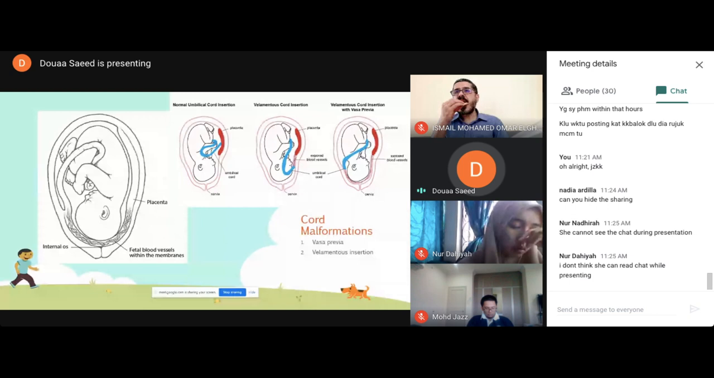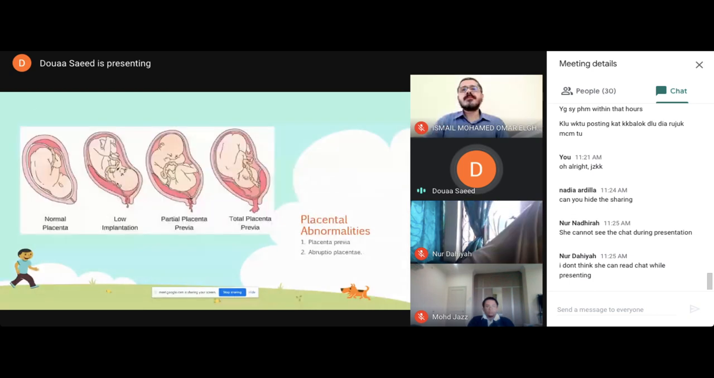Moving on to placental abnormalities. So in placental abnormalities, the ones that we want to focus on are placenta previa and abruptio placentae. So in abruptio placentae, obviously there'll be a lot of bleeding. In placenta previa, if there's low implantation, then there can be little bleeding. Partial previa, the bleeding will be a little bit more, and in total placenta previa there will be massive bleeding in some cases. So this is for antepartum.